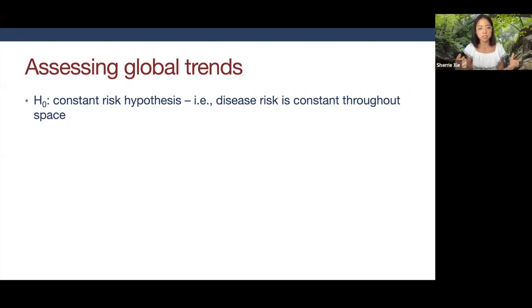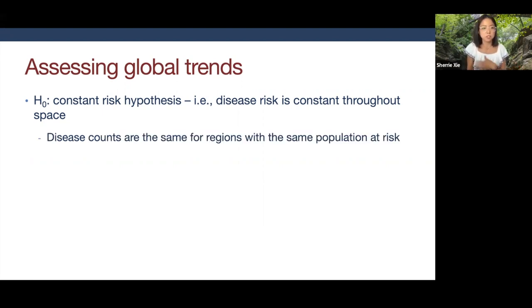What a constant risk hypothesis says, under the null condition, is that your disease risk is constant throughout your entire study area. This is easy to think about with polygon data. If we're talking about different counties, and you have the same population at risk, the same number of people in each county, then under the constant risk hypothesis you would expect disease counts to be the same for every one of your counties.